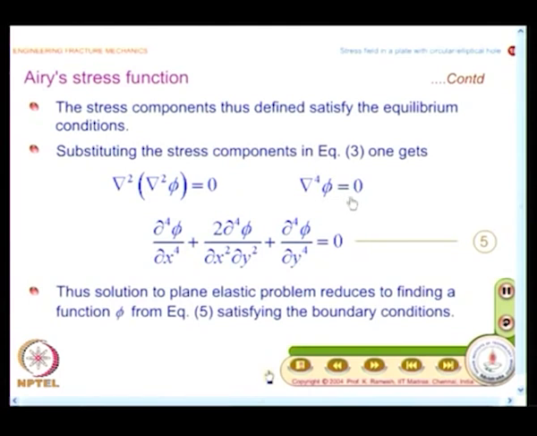and in an expanded form this is nothing but dou power 4 phi divided by dou x power 4 plus 2 dou power 4 phi by dou x square dou y square plus dou power 4 phi divided by dou y power 4 equal to 0. So, what we have achieved is, for plane elastic problem, the solution reduces to finding a function phi satisfying the boundary conditions.